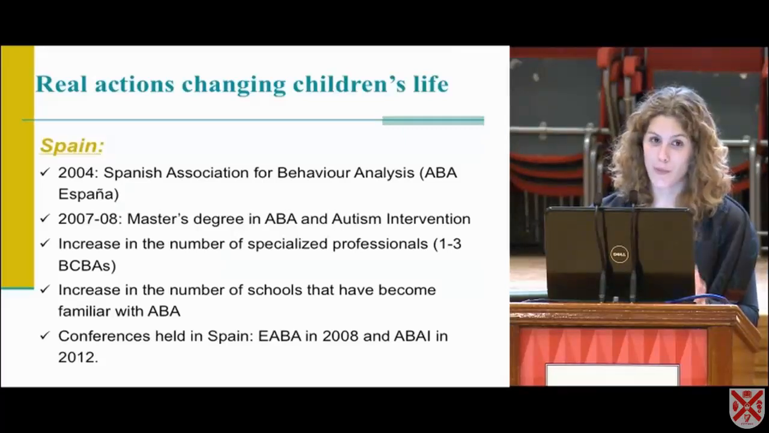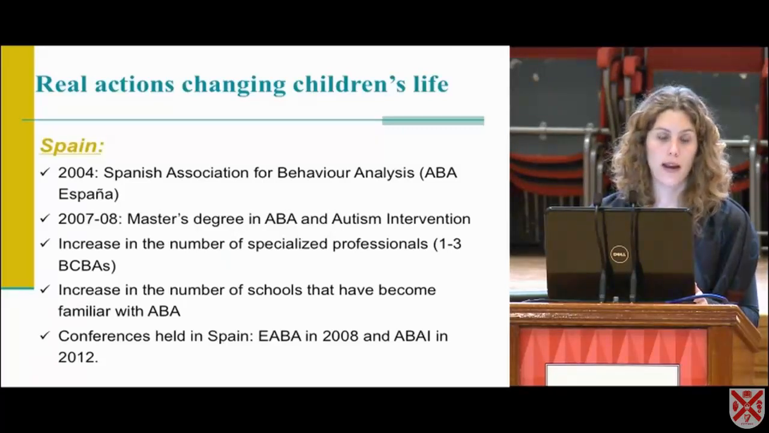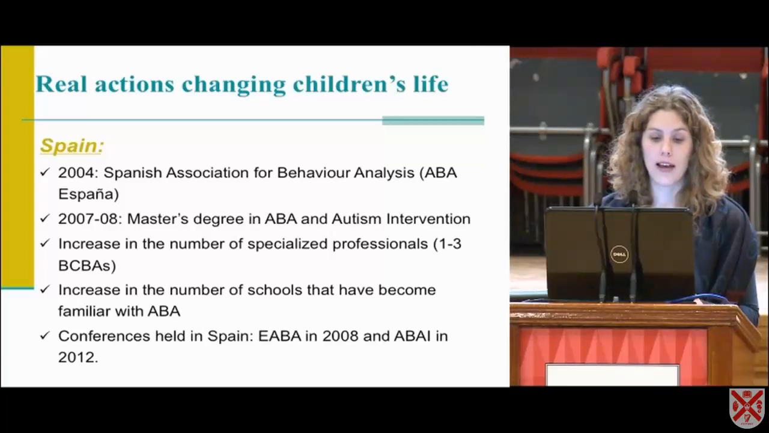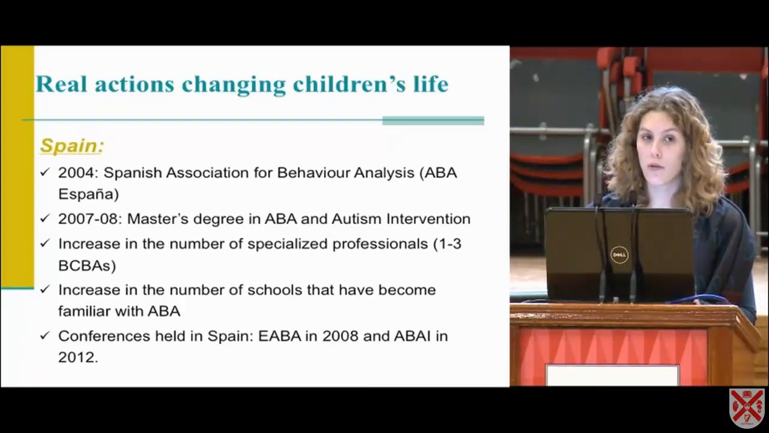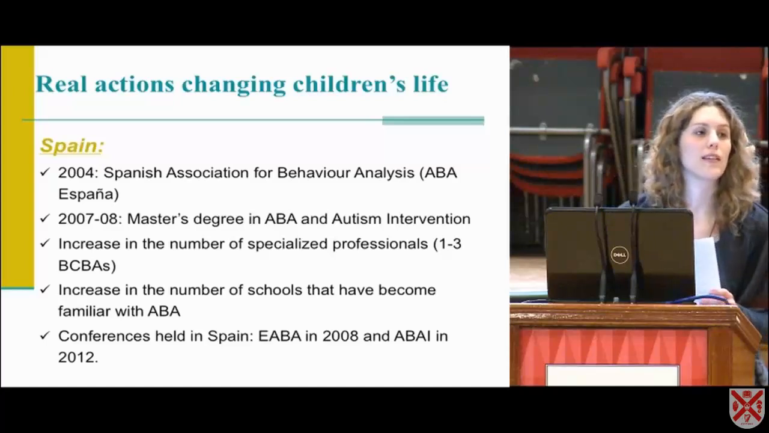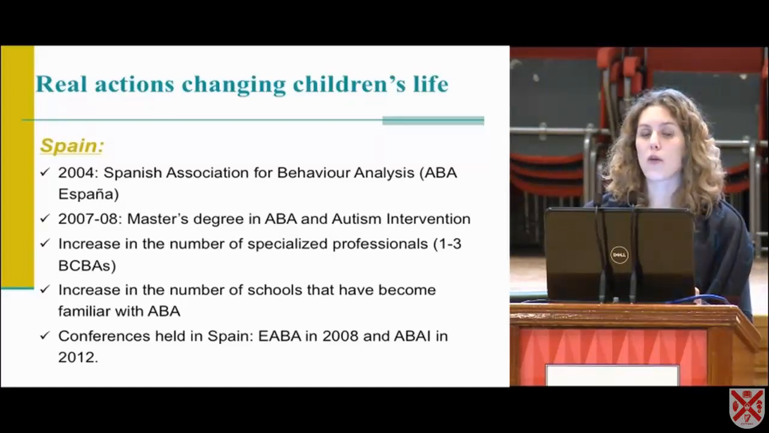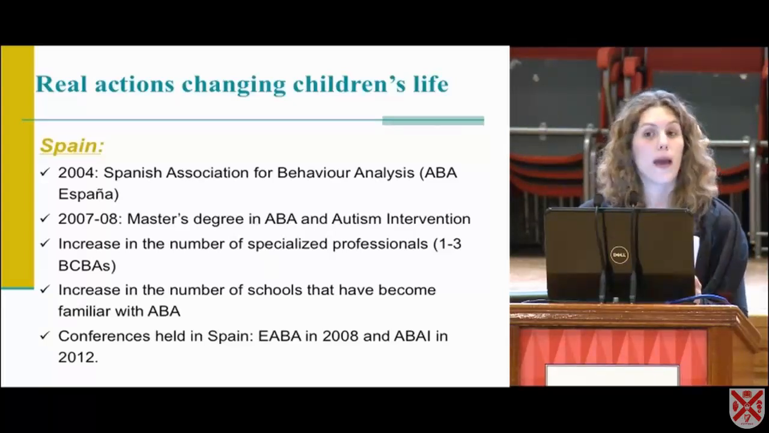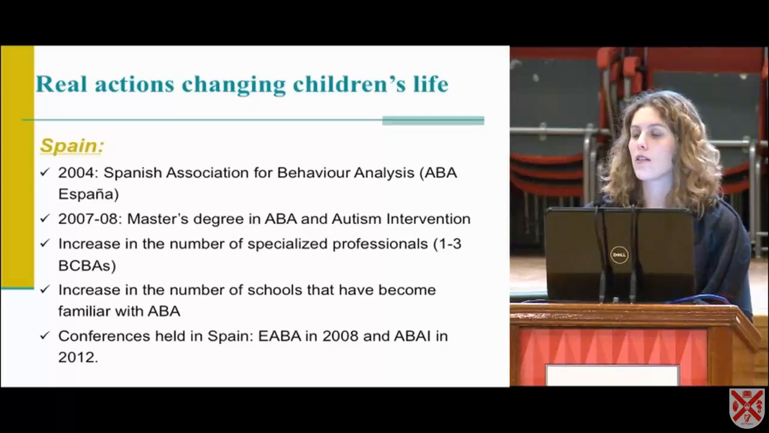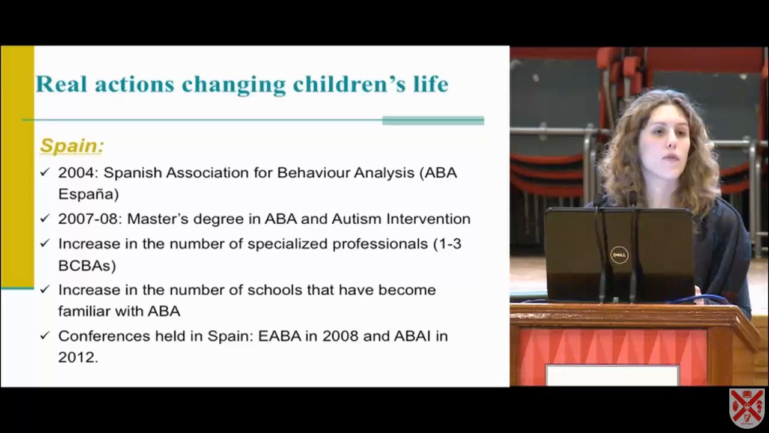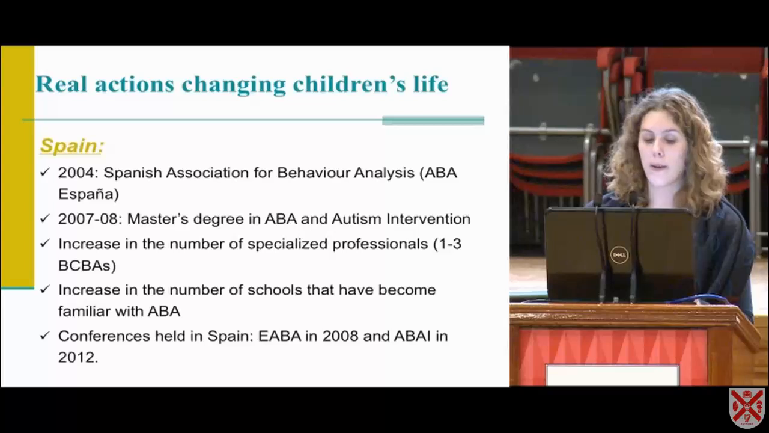In Spain, there has been some more activity in the last year. So in 2004, the Spanish Association for Behavior Analysis was founded. And in 2007, 2008, the master's degree in ABA and autism intervention started. So on the first year, 15 in-class students attended this master's, and nowadays there are more than 50 online students per year. So students in Spain come from Spain, Portugal, France, the USA, and different Latin American countries, which means that there has been an important increase in the number of trained professionals that work with children with autism in Spain and some other countries.